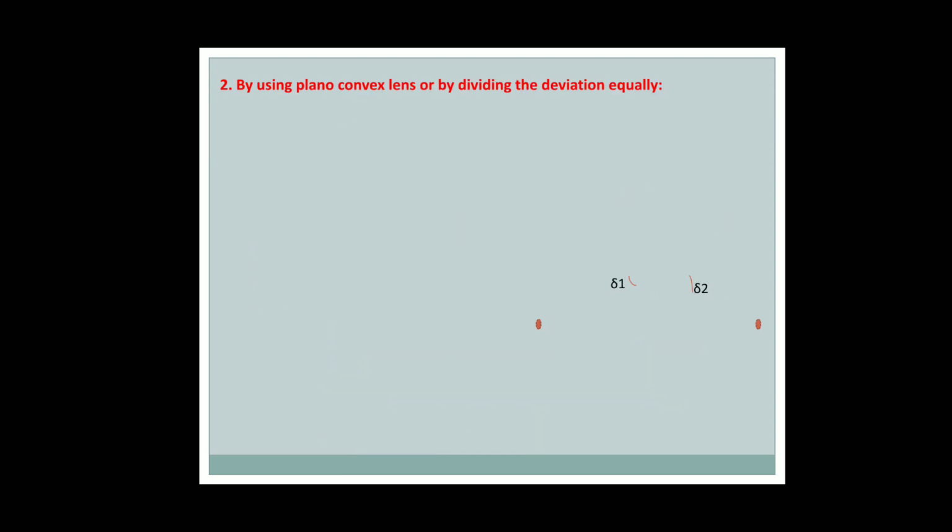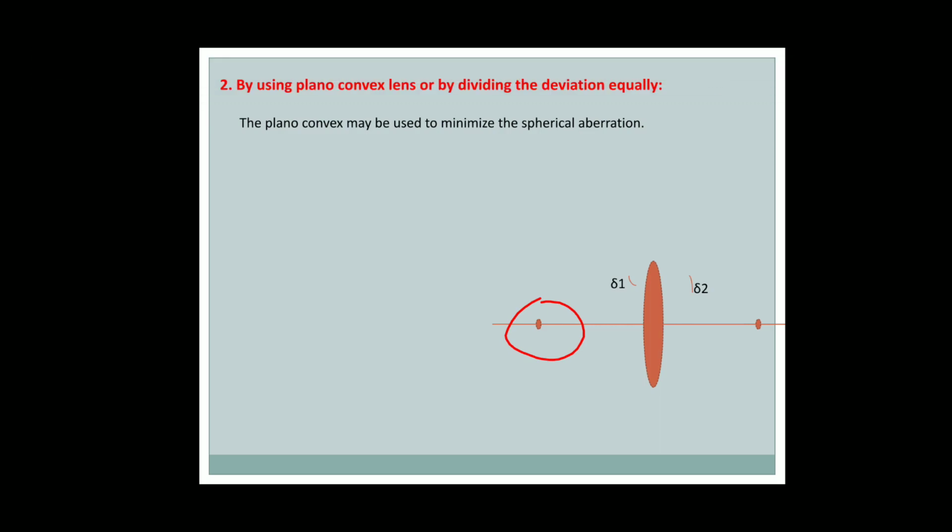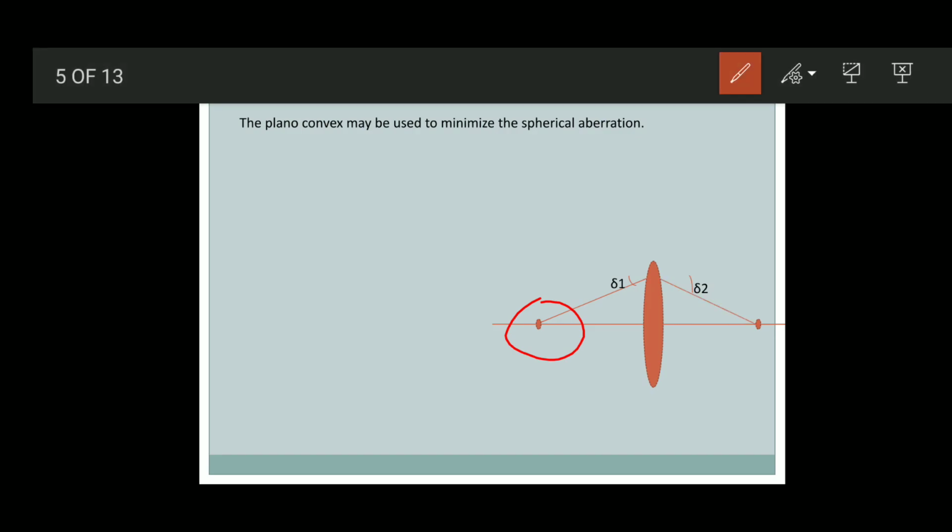And the second one is by using a plano-convex lens, or by dividing the deviation equally. How can we do this? The plano-convex lens may be used to minimize the spherical aberration. Before discussing this elaborately, we have to take a convex lens. So this is the principal axis. A point object is placed on the principal axis. Then the ray is incident on the convex lens and the image is formed at the other side of the convex lens.